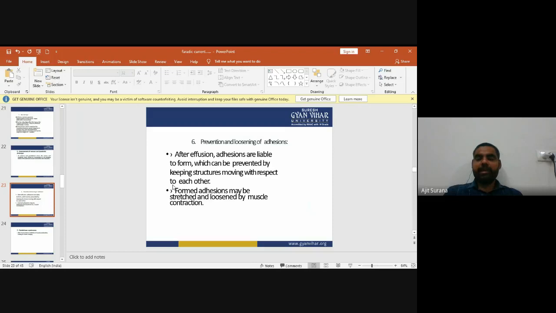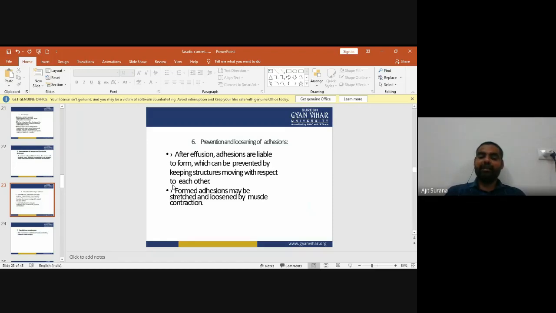After effusion or after any surgery, adhesions are liable to form in the joints or structures of the body. This can be prevented by keeping the structures moving with respect to each other.